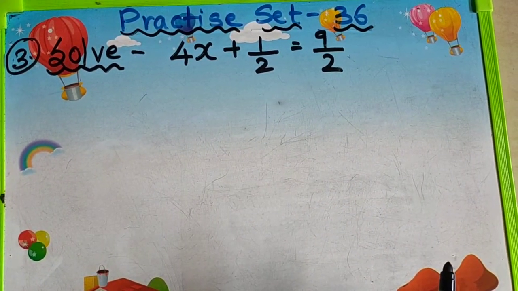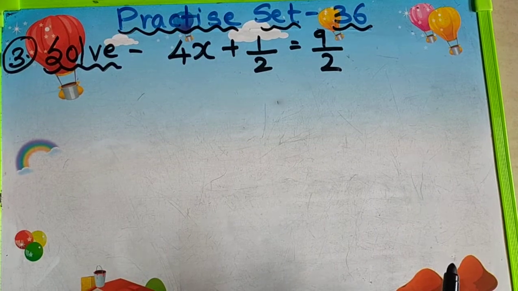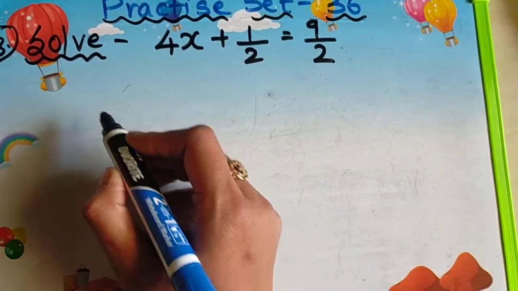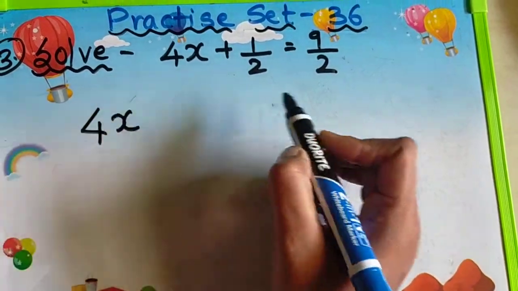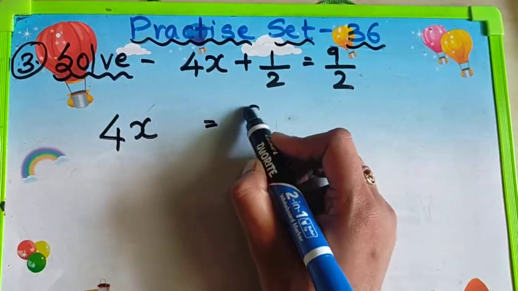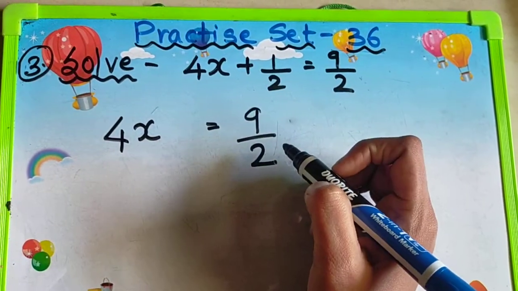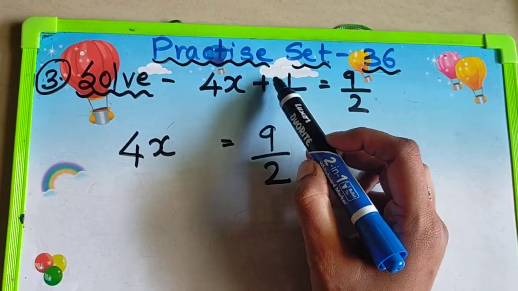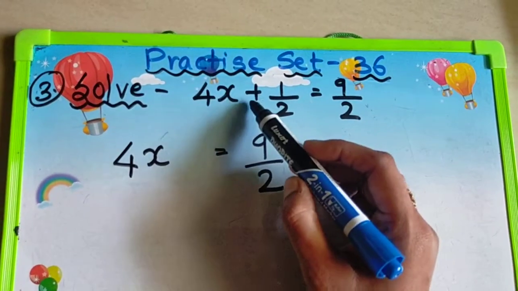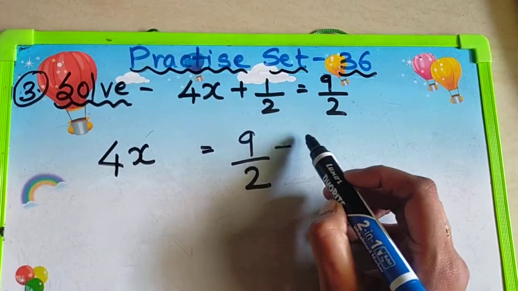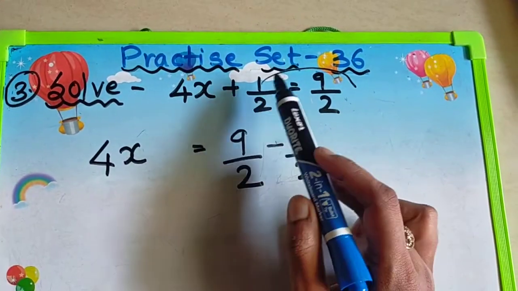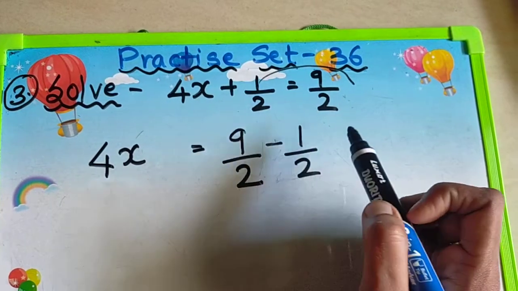4x plus 1 upon 2 is equal to 9 upon 2. Yes, I have shown you this type of sums. So let's do it. 4x will remain here only. Yes, on the left hand side this thing will remain here, and on the right hand side 9 upon 2 will remain here. What will we do? The plus 1 upon 2, this we will move to this side. When plus comes to this side, it will become minus 1 upon 2. Okay, so we have to do the shifting. We have to bring this over here, so it will become minus 1 upon 2.